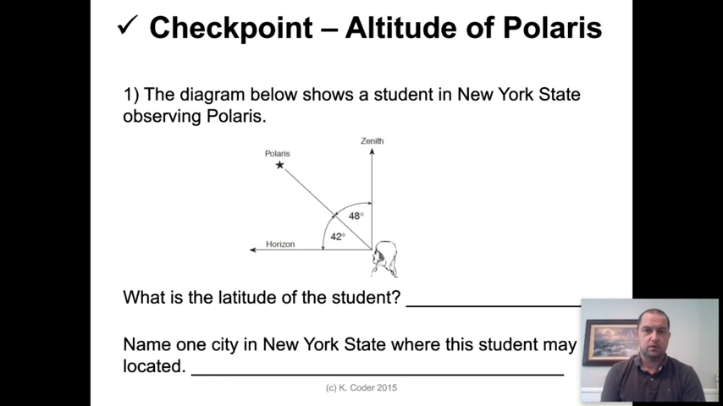So, checkpoint. The diagram below shows a student in New York State observing Polaris. You see Polaris is 42 degrees above the horizon, and then it's 48 degrees from Polaris to the zenith. So that's a total of 90 degrees. What is the latitude of the student? Make sure you use the direction.